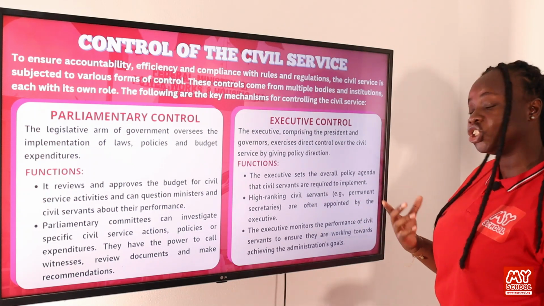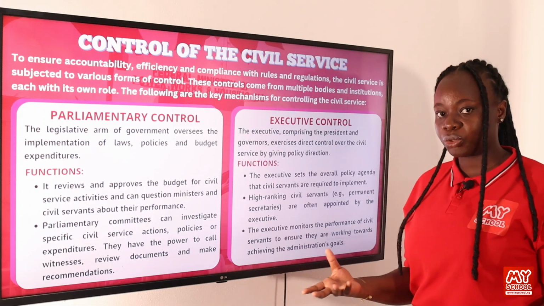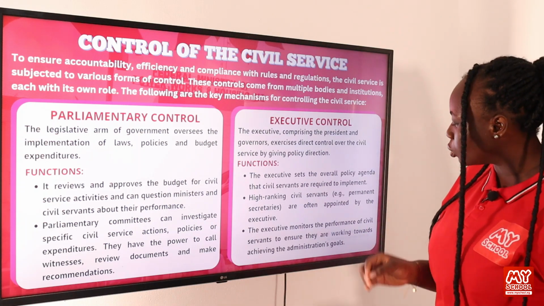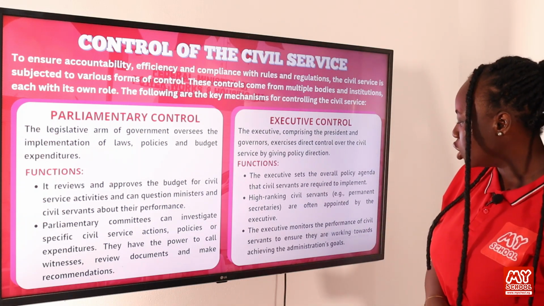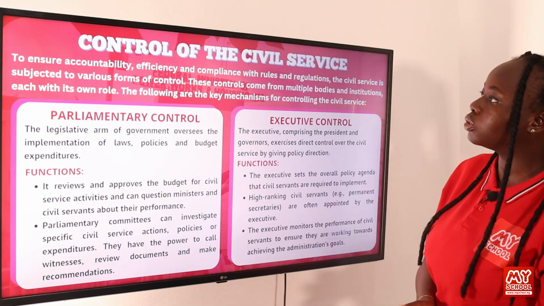High-ranking civil servants, for example the permanent secretaries, are often appointed by the executive. It is the president that is responsible for appointing permanent secretaries. The executive also monitors the performance of civil servants to ensure they are working towards achieving the administration's goals. Now let's move on to the next slide.